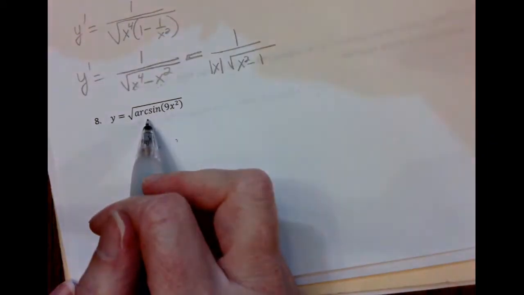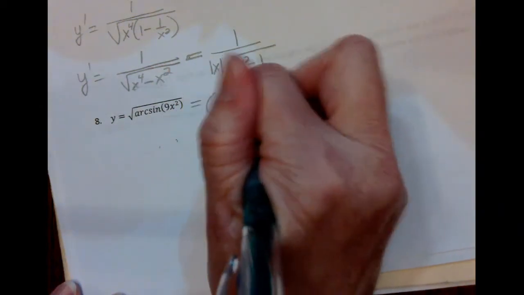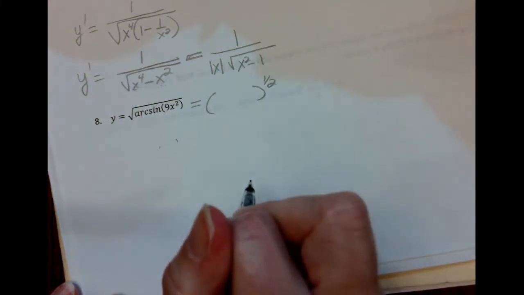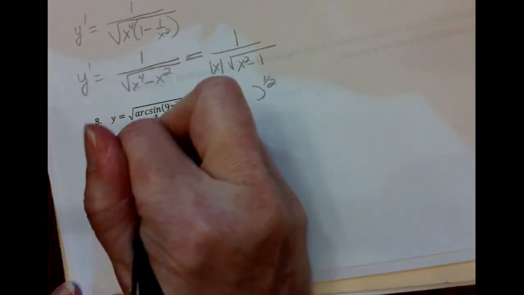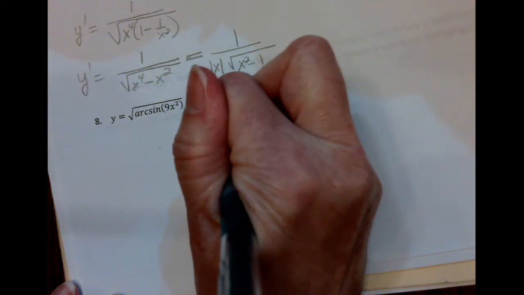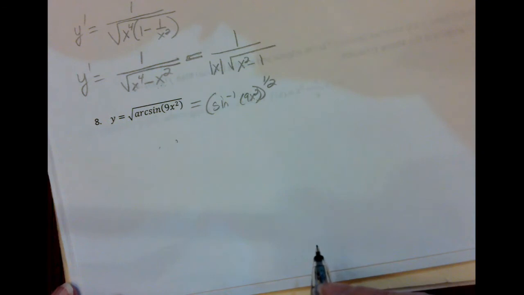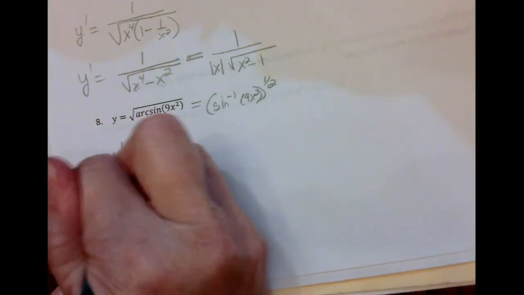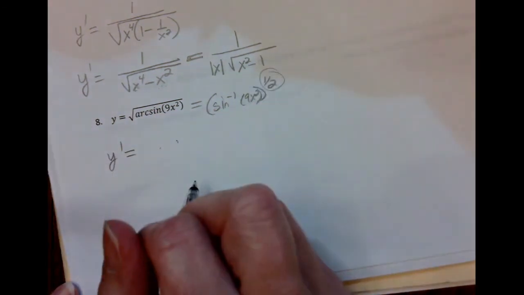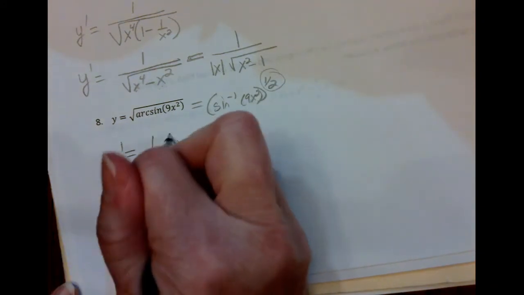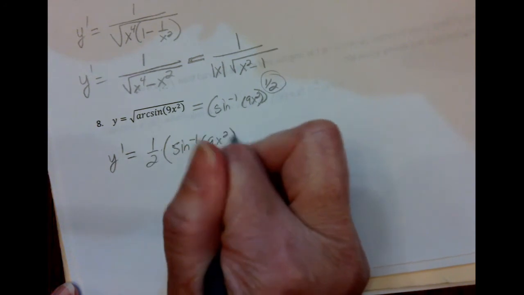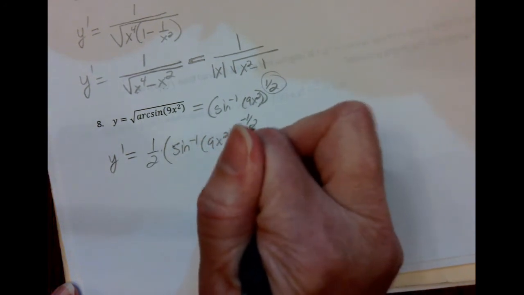The last problem is a composition of 3. We have the square root, which is something to a 1/2 power. Inside, arcsine means the same thing as inverse sine, and it's of 9x squared, which is a quadratic. Derivative is outside done first. 1/2 goes in front. Keep the inside the same. Finish off the power rule.